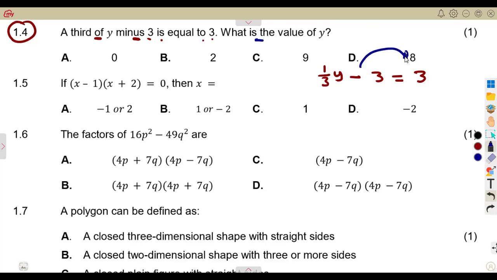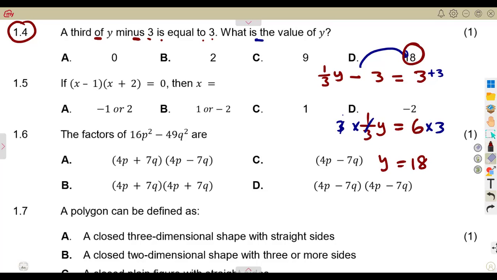You can take the 3 to the other hand. It was a minus, so it becomes plus 3. So a third of y is equal to 3 plus 3, which is 6. This is a division. Remember from your multiplicative inverse, we talked about this from our equations. How do you remove this? You can divide by 1/3, or you can multiply by 3 on both sides. This cancels. 3 times a third gives us 1. So 1 times y, that's y, is equal to 6 times 3, which is 18. So the answer is 18, which is D.